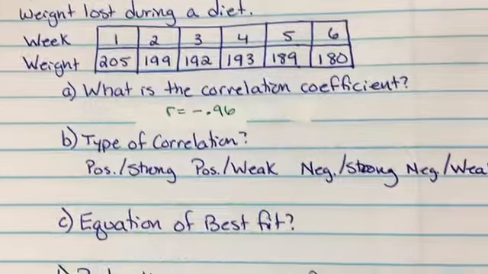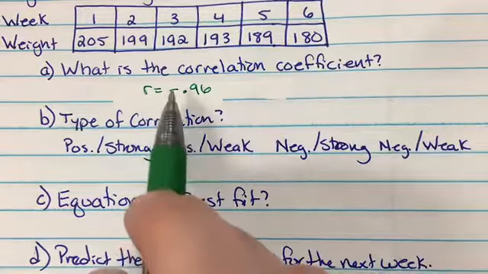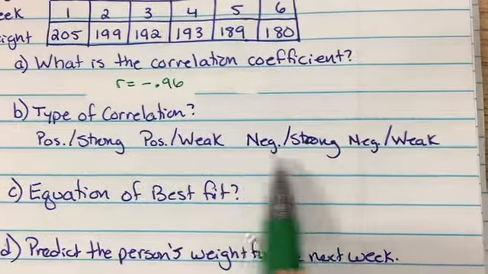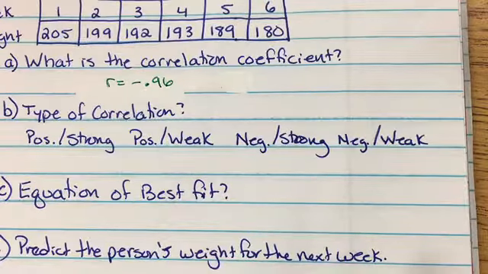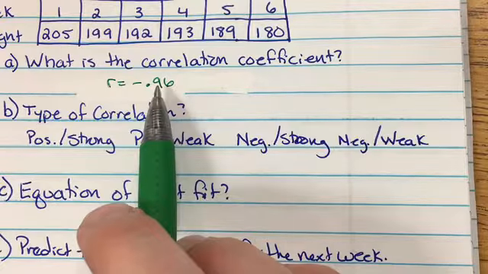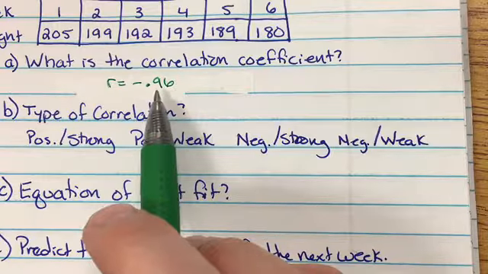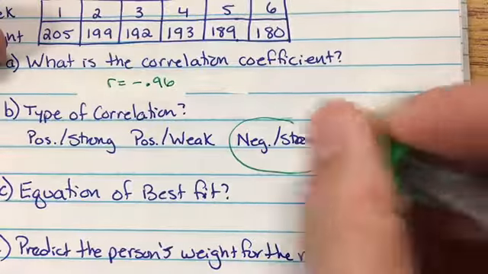So at that point in question B, what type of correlation is it? Well, first it's a negative, so it's one of these two down here. Is it negative strong or is it negative weak? Well, it falls in that range between negative 0.95 and negative 1. So that is a strong value. So negative strong.